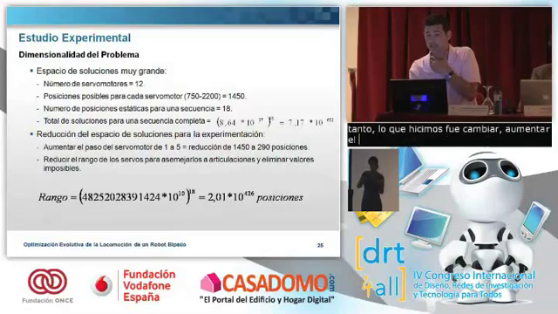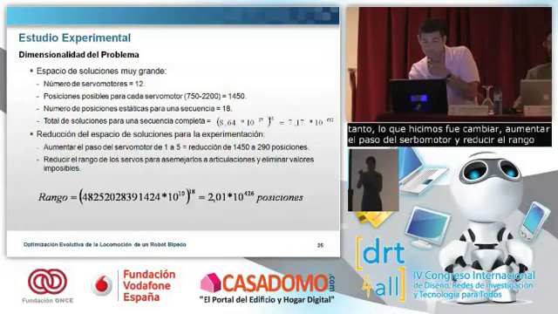Increase the step of the servo motor and reduce the range of the servos.